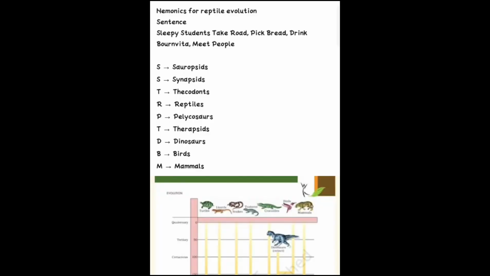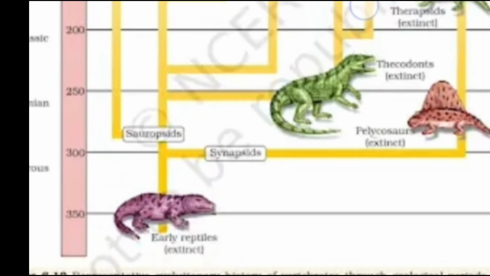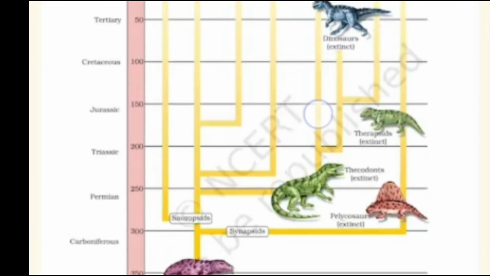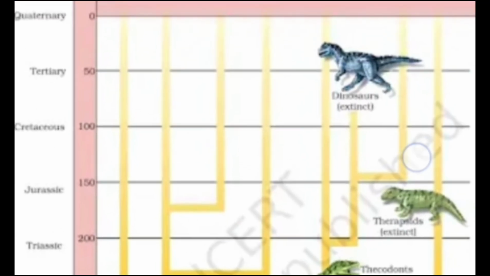So how to learn the reptile evolution? Here we can see the mnemonic: sleepy student take road, pick bread, drink Bonvita and meet the people. As for sauropsids, here we can see the sauropsids, then synapsids, then thecodonts. Thecodonts, then therapsids, here we can see dinosaurs and birds.